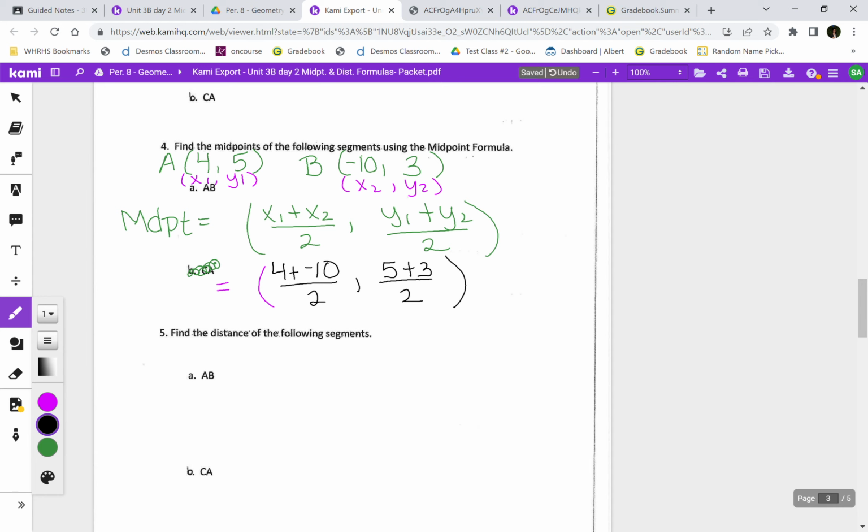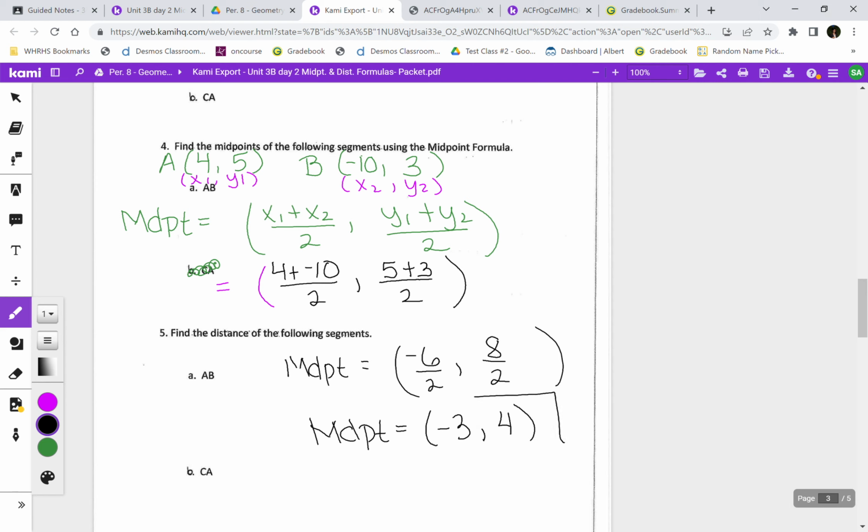You're okay? Okay, so now what is the midpoint going to be? Let's simplify this. 4 plus a -10, isn't that -6? And we'll divide that by 2. 5 plus 3 is 8. We'll divide that by 2. So what are the coordinates of the midpoint? The midpoint is going to be -3, 4. That is the midpoint of the segment AB.